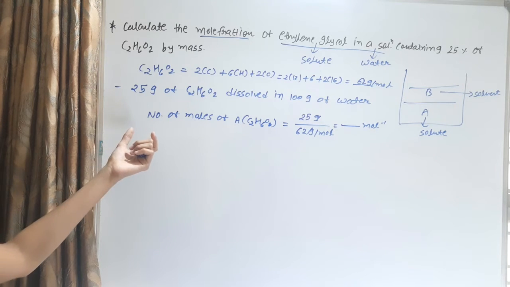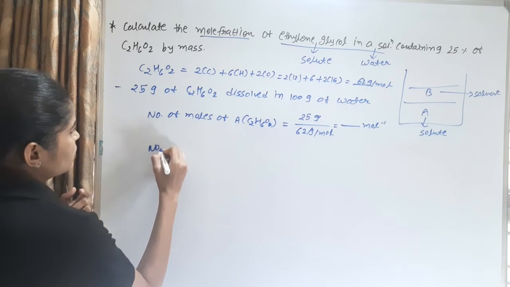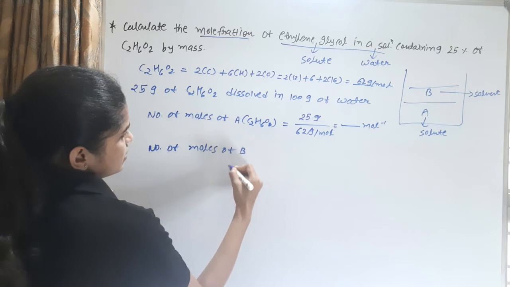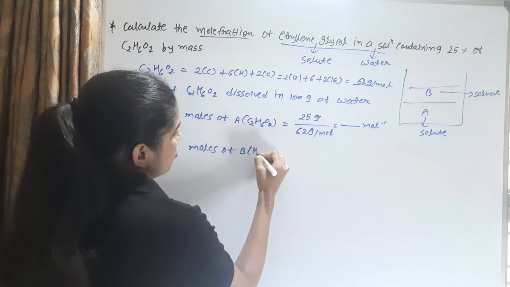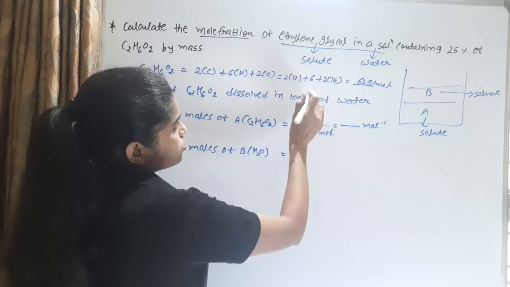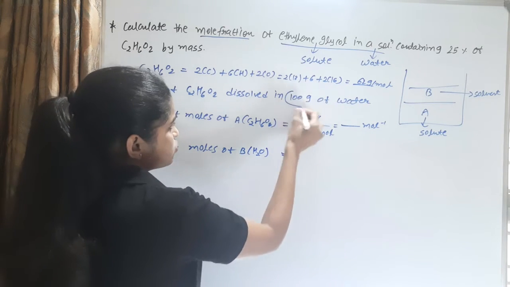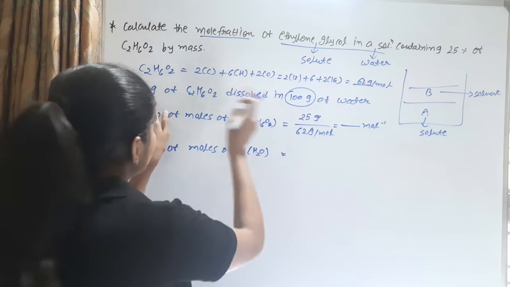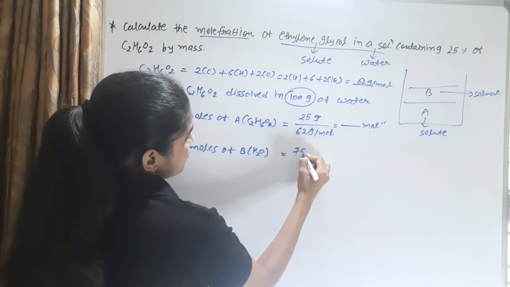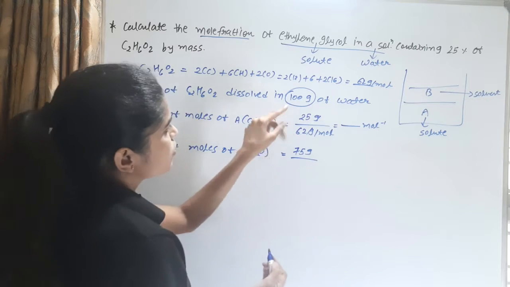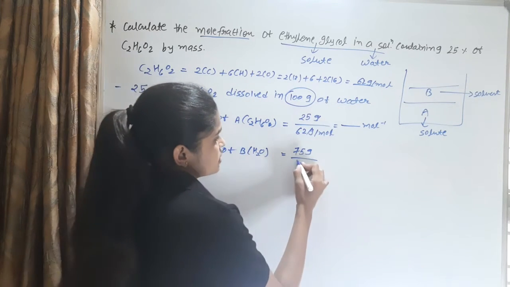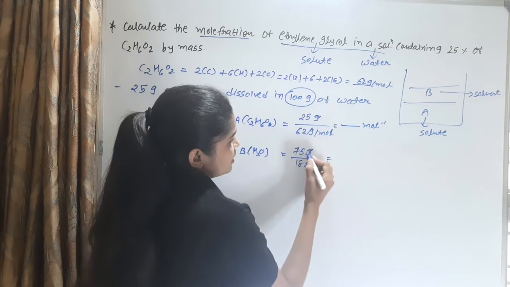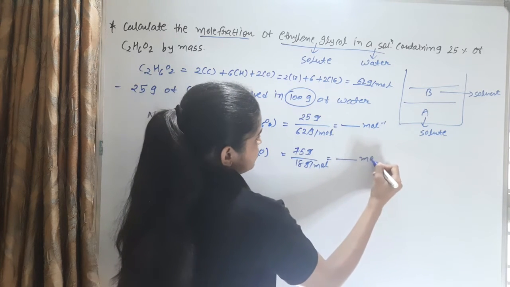Next we consider the number of moles of B. B is H2O. For example, we consider the total solution as 100 gram. The solute part is 25 gram. So 100 minus 25 is 75 gram upon the water molecular mass, 18 gram per mole. Gram cancels out. So 75 by 18 mole.